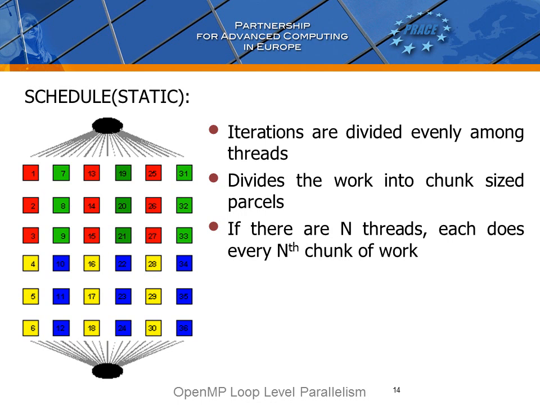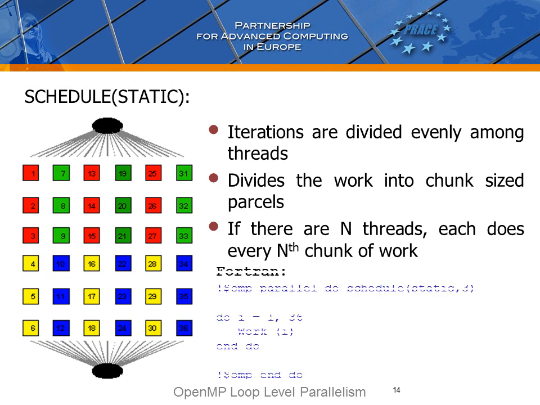When the static scheduling is used, iterations of the loop are divided evenly among threads. If a chunk size is specified, the work is distributed into chunk-sized parcels. If there are n threads, each does every n-th chunk of the work. In the illustration, a vector of size 36 is divided into chunks of size 3. Here there are 4 threads. Chunks are respectively distributed to threads. For example, thread 0 will get elements from 1 to 3, 13 to 15, and 25 to 27.